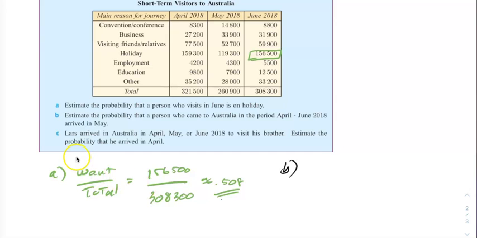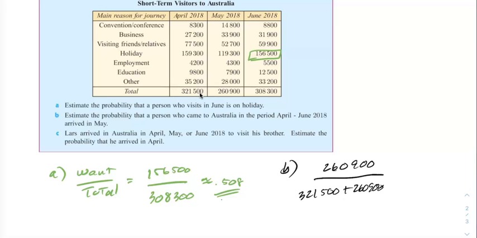B, estimate the probability that a person who came to Australia in the period of April through June arrived in May. So they're saying that of all the people that came, all these people here, what are the odds that they came in May? So same idea, 1 over total. What I want is the people in May, so it's going to be 260,900. And then the total is going to be everybody that came through those 3 months. So I've got to add up these totals here. So my total from April plus my total in May.